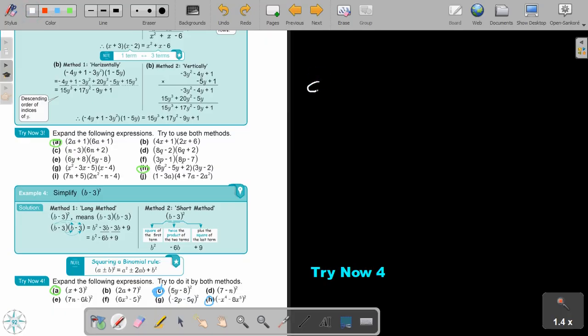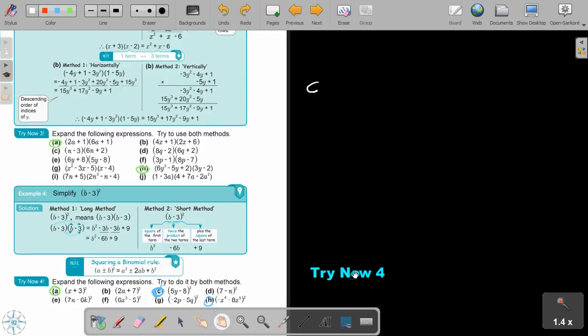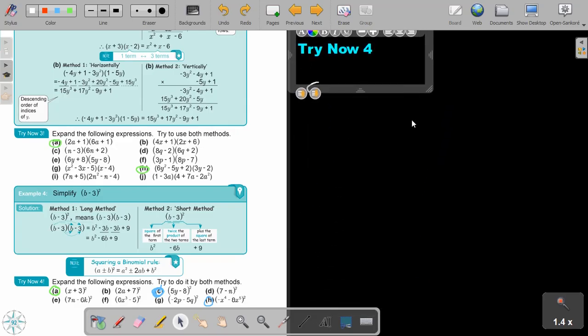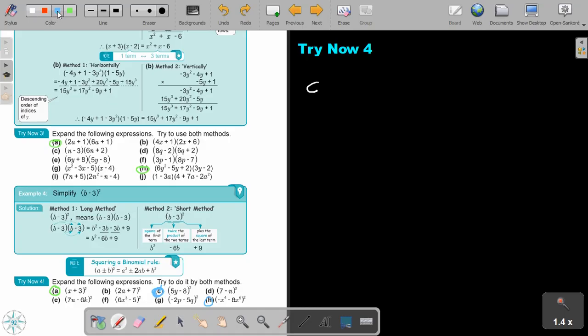I'm going to look at trinomial 4. Let's just move this up. Then we are in order. The one I'm going to do is number C, and number C is like this: (5y - 8) squared.